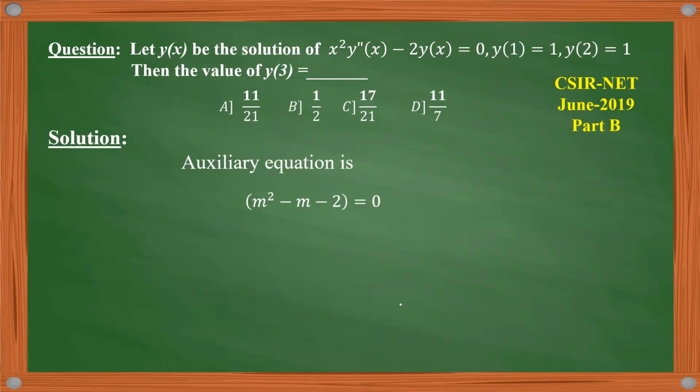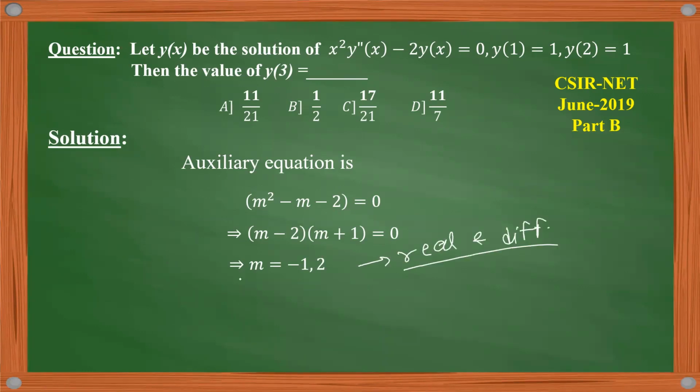So let us write its auxiliary equation. Its auxiliary equation will be m square minus m minus 2 is equal to 0. Just factorize this equation now. It will be (m minus 2) into (m plus 1) is equal to 0. So its roots are minus 1 and 2. These roots are real and different, so it comes under case number 1.